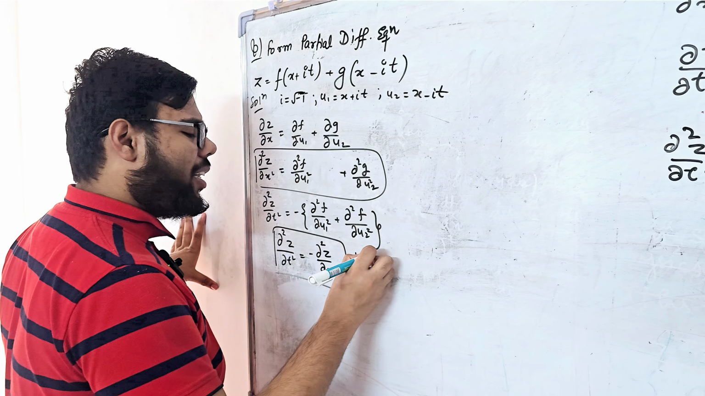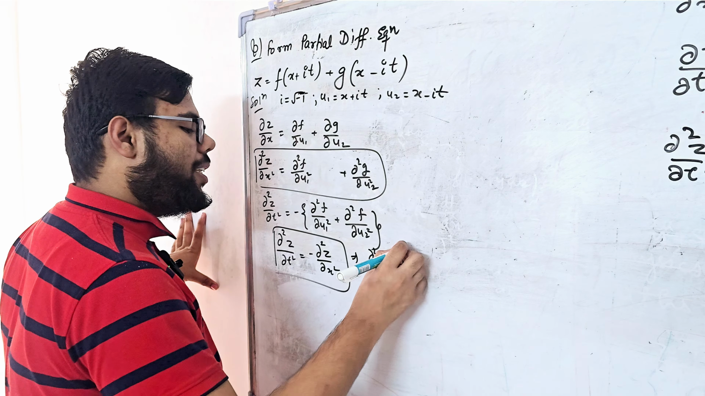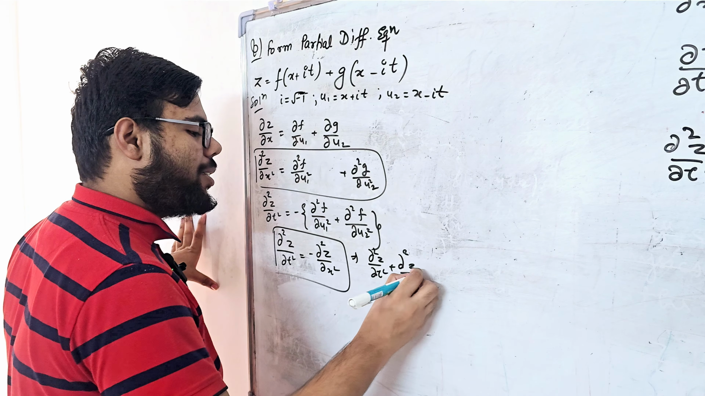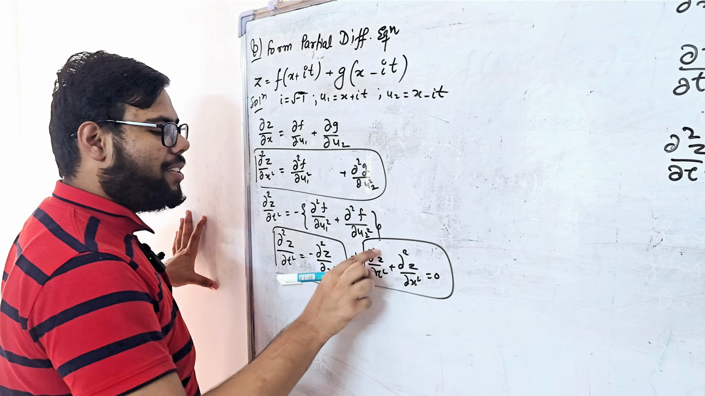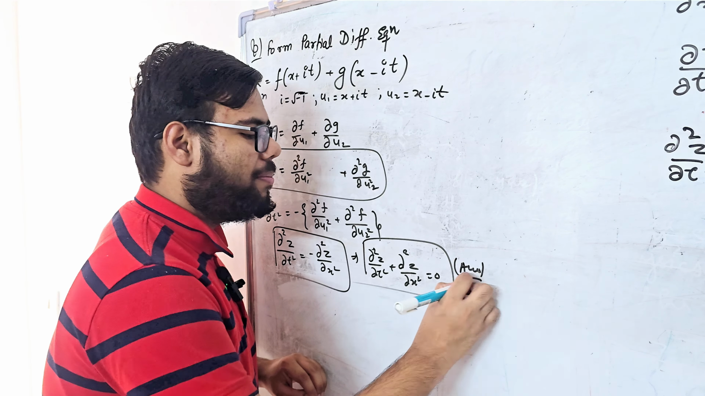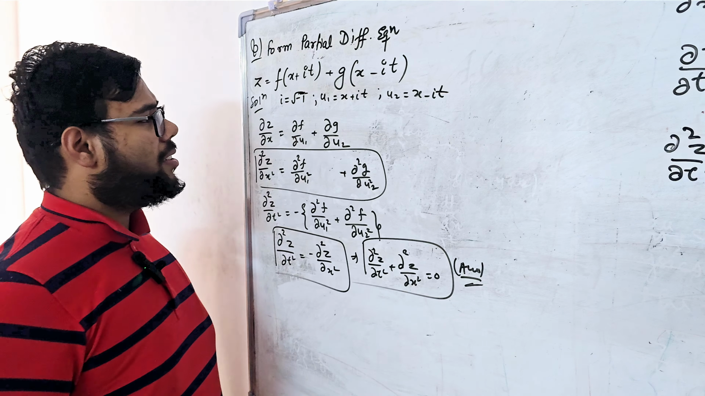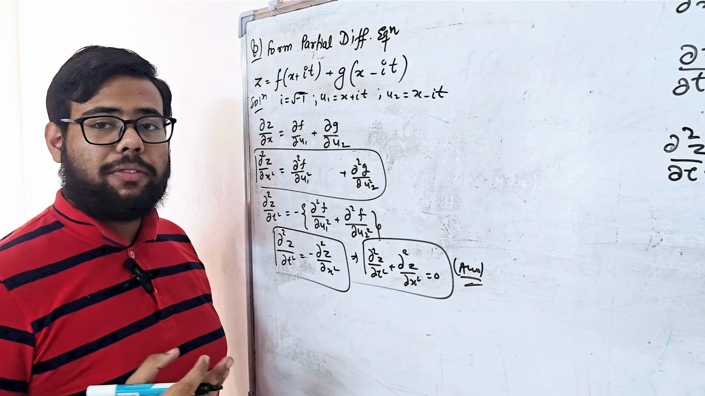Or you can write it as ∂²z/∂t² plus ∂²z/∂x² is equal to 0. So this is the required differential equation, right? And this is the answer, right? Simple. So after that, this solution was clear, and I will bring a complete one shot on partial differential equations, right?